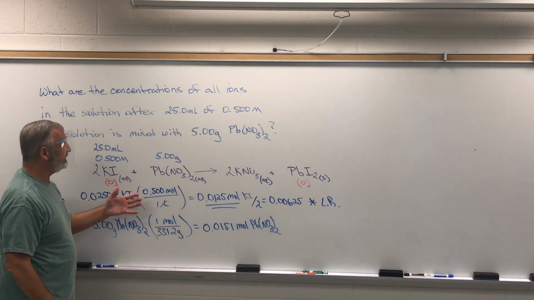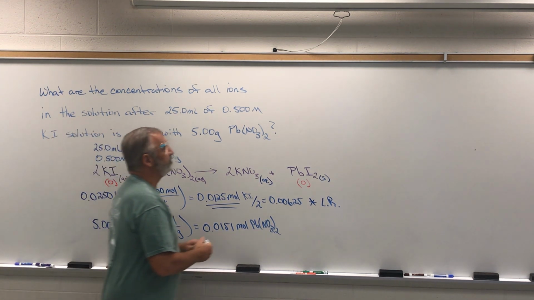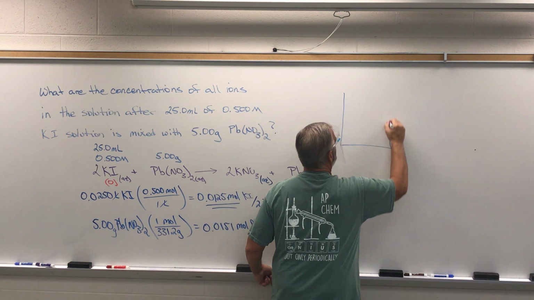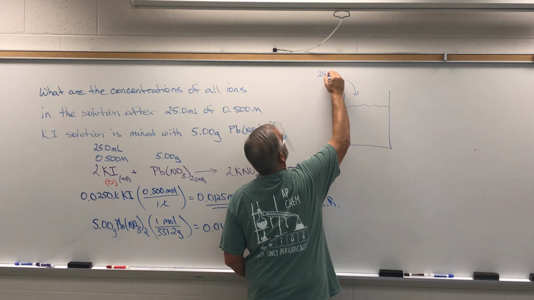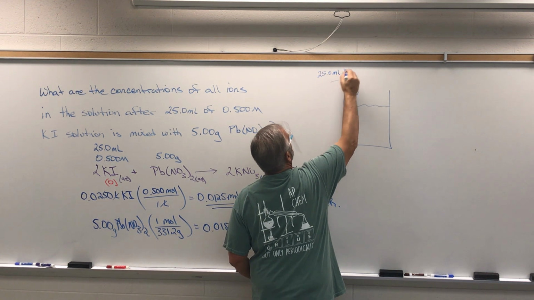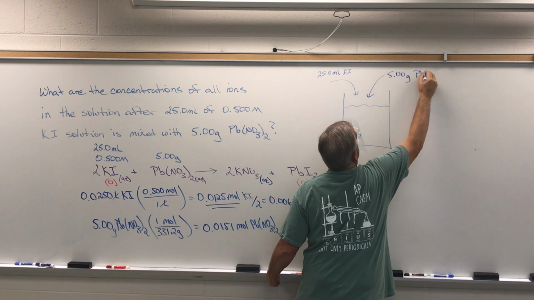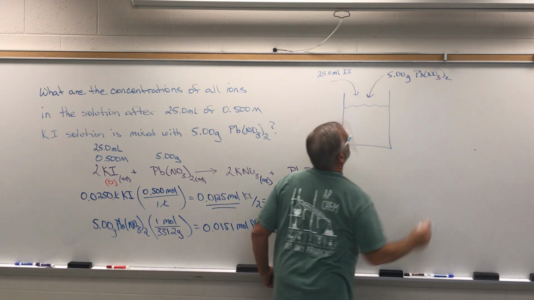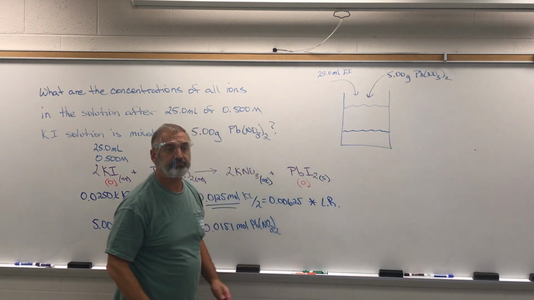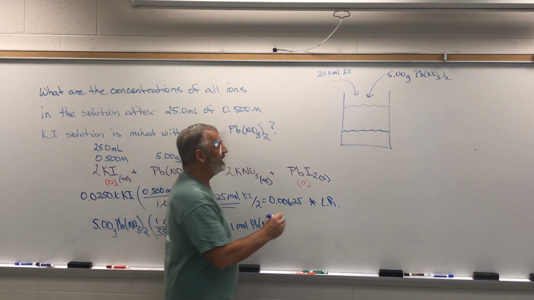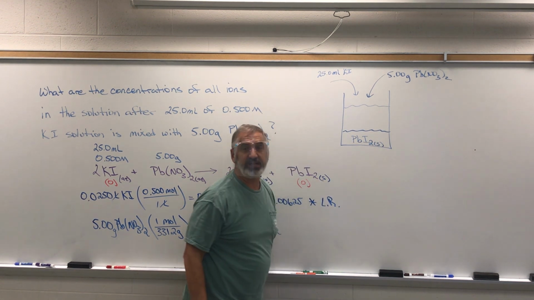So the only thing that's going to be in solution, when we look at our beaker, is this. We've put in the 25 milliliters of KI, and then we put in the 5 grams of Pb(NO3)2. Now it all mixes and reacts. What's going to be at the bottom? The PbI2. That's all just going to be sitting on the bottom as a solid, as a precipitate.